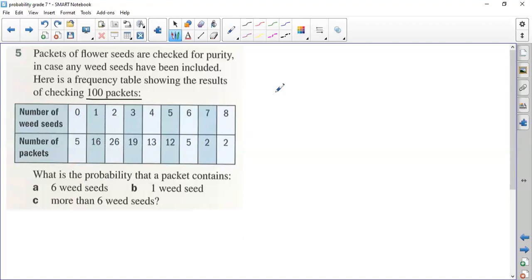Okay, so the probability of 6, sorry, one more time, probability for 6 wheat seeds.